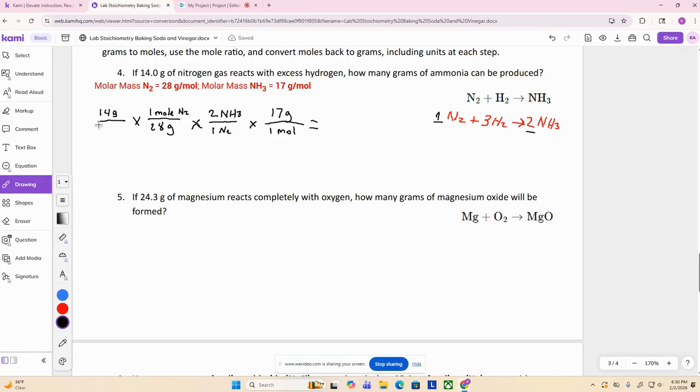All right, so the top, you multiply all the top. 14 times 1 is 14. 14 times 2 is 28. 28 times 17, let's see what that is. 28 times 17 equals 476. All right, so that goes on top. And what are we going to divide it by? 28 times 1 is 28. So it's 476 divided by 28. And let's see what we get here. 476 divided by 28 equals 17. We're going to get 17 grams of ammonia, NH3. All right, there's one of them.